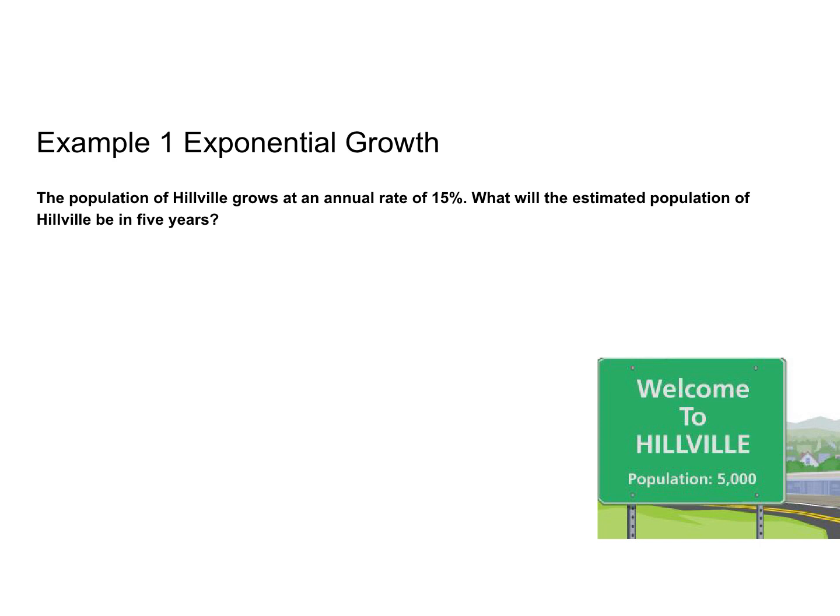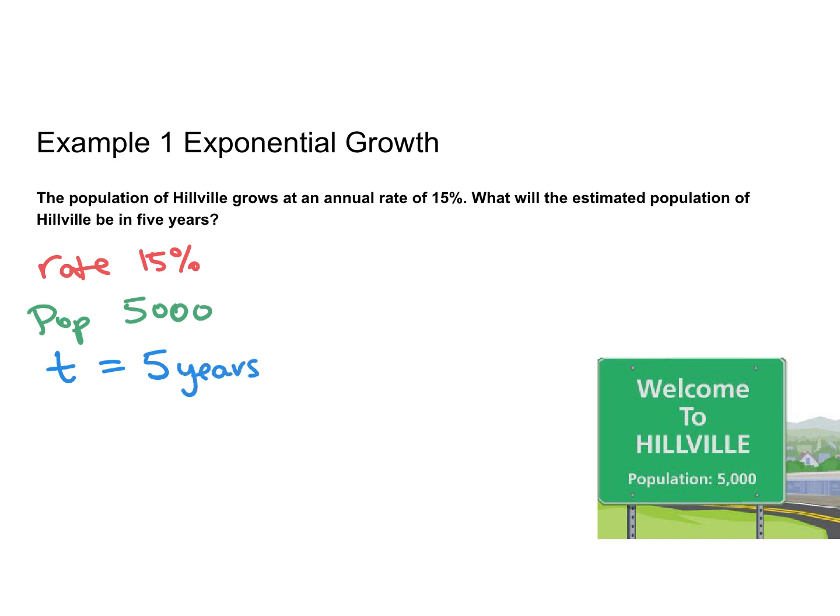Here's example number 1. The population of Hillville grows at an annual rate of 15%. What will the estimated population of Hillville be in 5 years? Let's write down some important things. The annual rate is 15%. In our problems, we sometimes use percentage and sometimes we may not. The initial population is important. That's on our green sign. The starting population is 5,000. And the question is asking us to find the time, after 5 years.